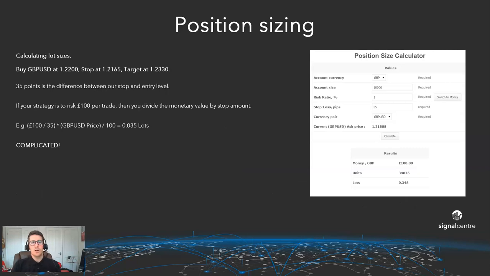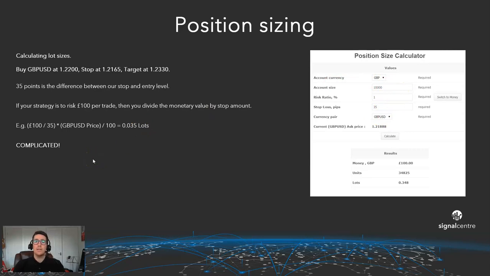Now, talking about position sizes for lot sizes, the calculation is slightly different. So we are risking £100. We still need to take into account the stop loss. So 100 divided by 35. We then need to times it by the instrument that we're trading, and this also depends on what currency your account is in. So you need to take these various calculations into account.